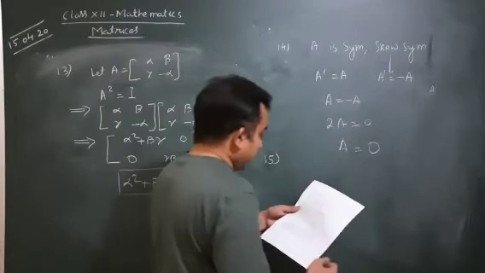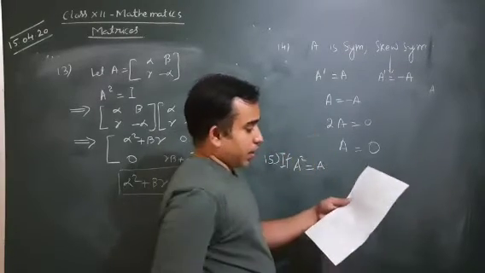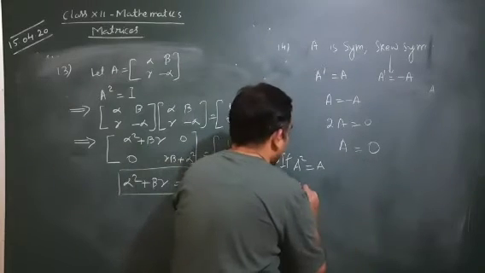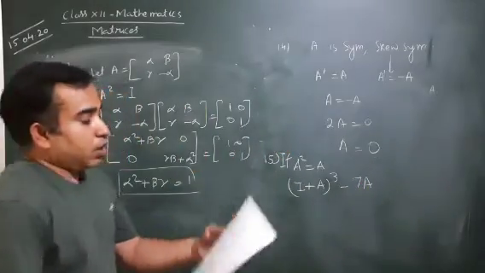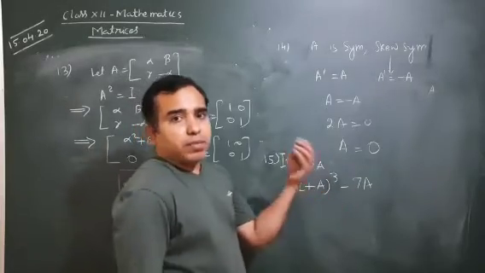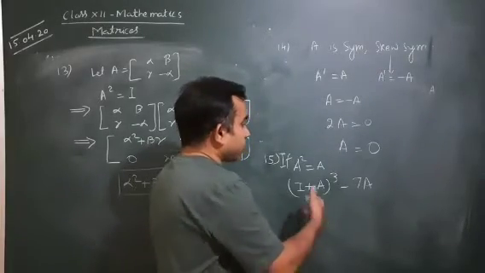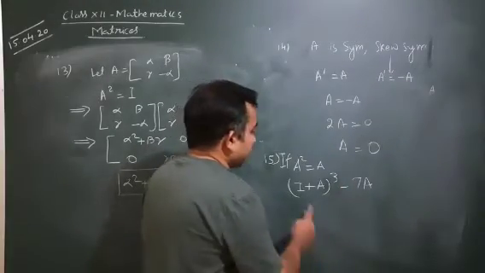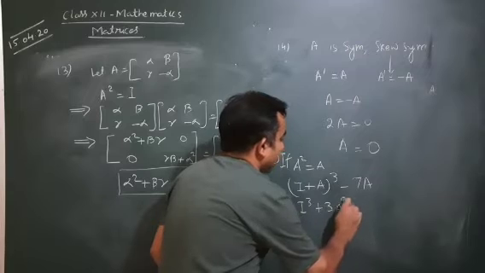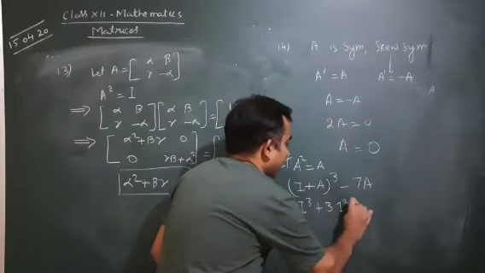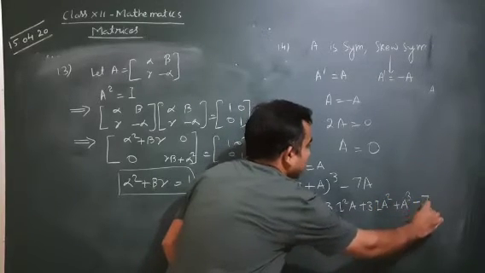Question 15th is also not too difficult. It is easy only. A is a square matrix and A square is equal to A. And then you have to find the value of I plus A whole cube minus 7A. Whole cube we can expand by our usual algebraic expansion of A plus B whole cube, right? Because 3 brackets will get multiplied, you can think in that way, and directly I can write I cube plus 3 I square A plus 3 I A square plus A cube minus 7A.